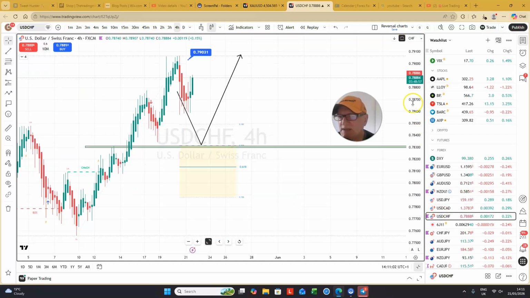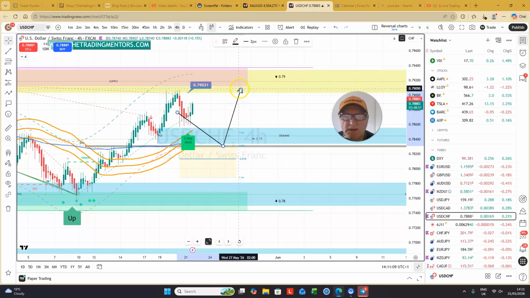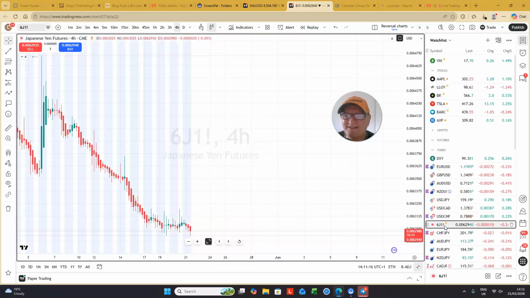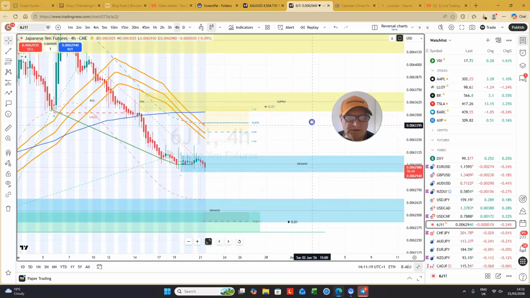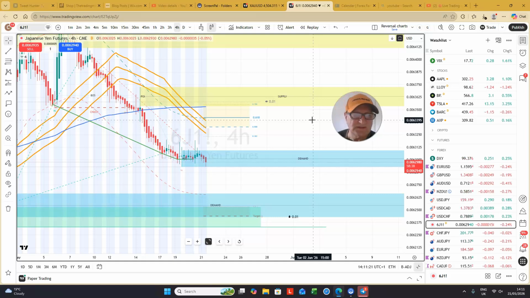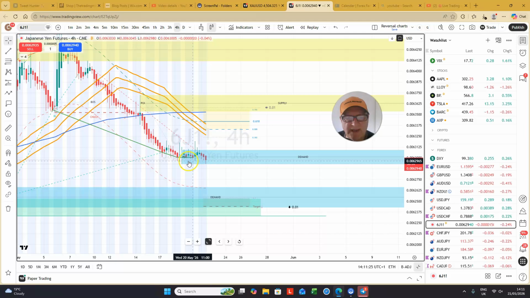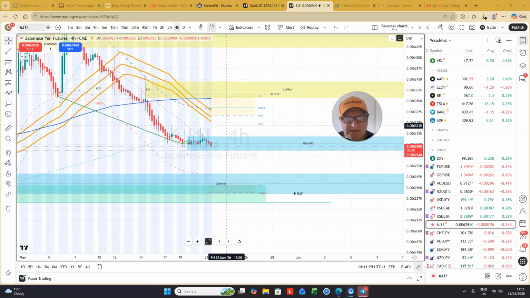US Swiss doing the same as the DXY, going up slightly, but not much. I do expect the price to come down into this area before it goes back up, but it's not actually doing anything whatsoever. Yen futures is looking weak, as you can see below all the areas of resistance, and into a very weak demand area here. So we expect the price to drift down.